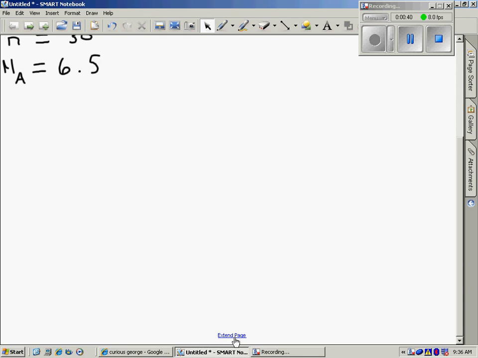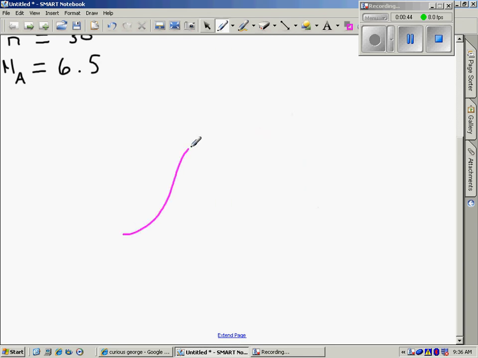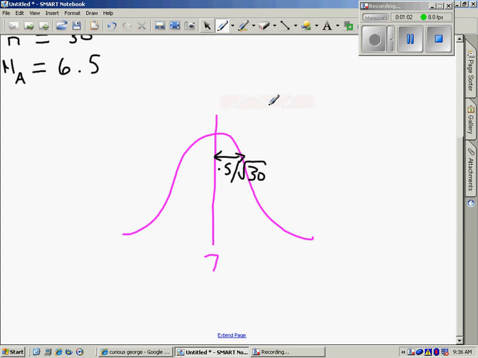Hopefully you got a picture drawn okay. So I'll draw it pink. In the middle of the picture, I put the H0, the hypothesized mu, which is 7. Then I can also draw in things like the standard deviation, 0.5 over the root of 30. And my alpha level and my fence go here on the left side. Why do they go on the left? Less than test. Good.